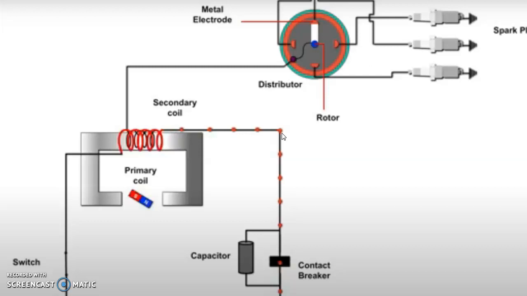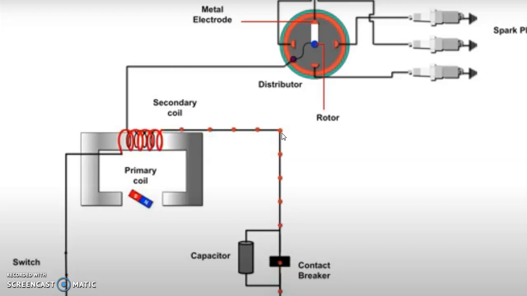Now let us discuss the difference between the magneto ignition system and the battery ignition system. The first point: in the battery ignition system a battery is necessary, so it is difficult to start the engine when the battery is discharged. In the magneto ignition system no battery is needed, so there is no problem of battery discharge. Number 2, maintenance problems are more due to the battery, but in the magneto ignition system, as we are not using a battery, there is no maintenance problem.